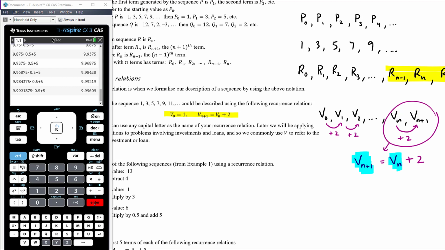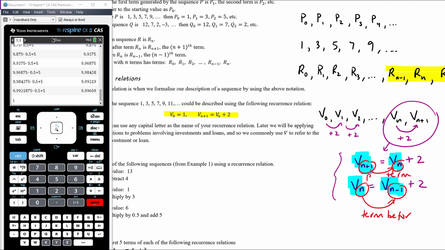It would actually be correct to also say the nth term in the sequence is the n minus 1th term plus 2. Again, this is a term in the sequence, and this is a way to describe the term that comes before that. Both of these things say the same. So again, don't get too bogged down in notation. It's about the connection between this and this. This is the term before. Same here. If you go from n plus 1 to n, you're just going to the previous term.